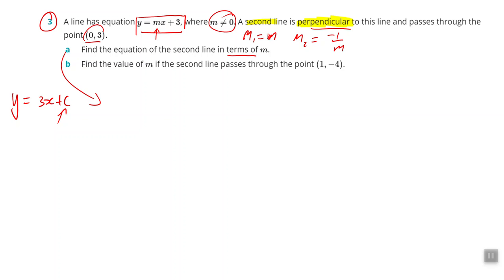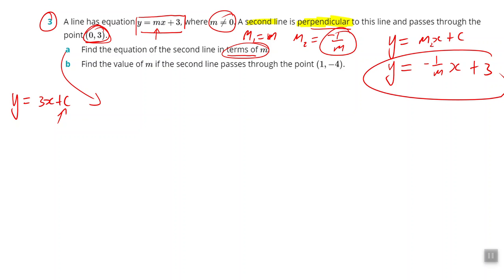And we know it passes through the point (0, 3). So we want to find an equation in terms of m. Great, because the gradient's in terms of m, that satisfies the condition. So y equals mx plus c, and our m happens to be m2 because that's the perpendicular line. So y equals, my second gradient is 1 on m, x. Now I don't even need to sub in because I know that (0, 3) is a special point: it's a y-intercept. All I need to do is, I know my c value is 3. So snap bang, that's my answer.